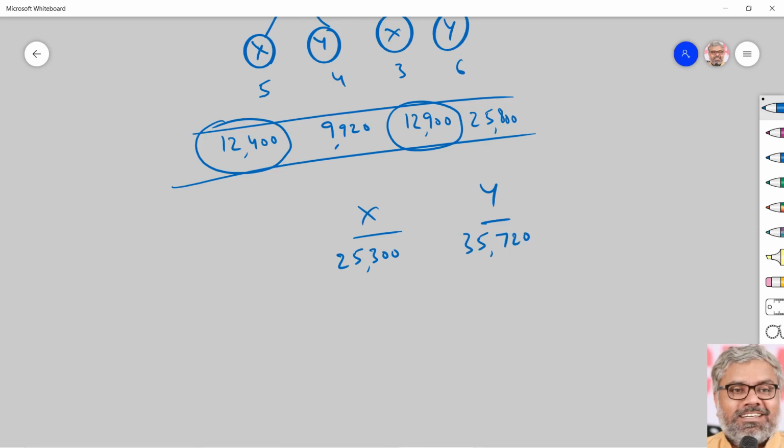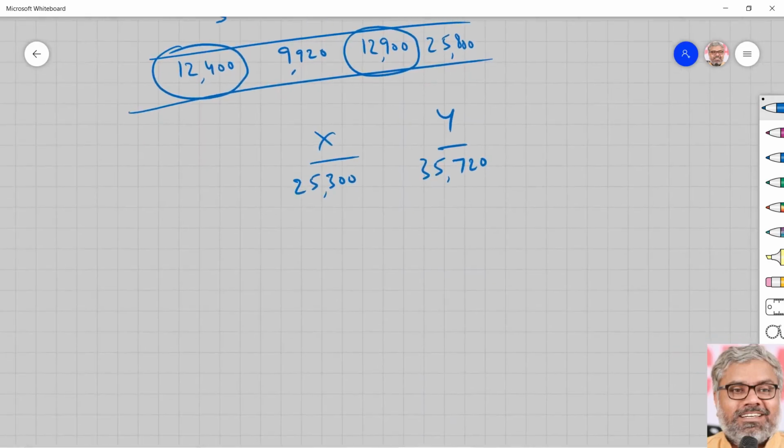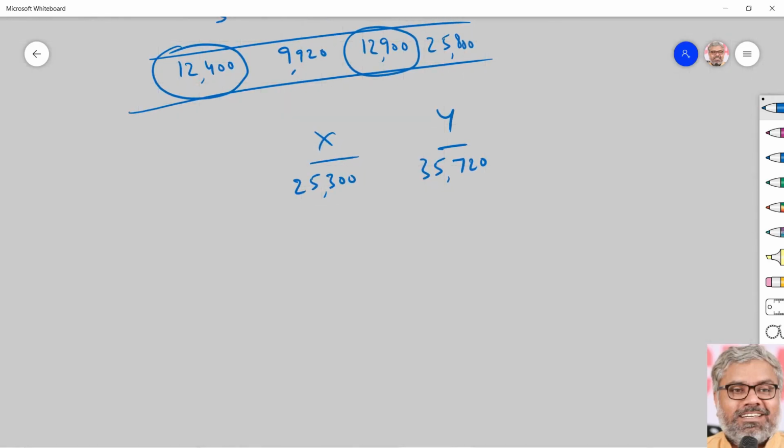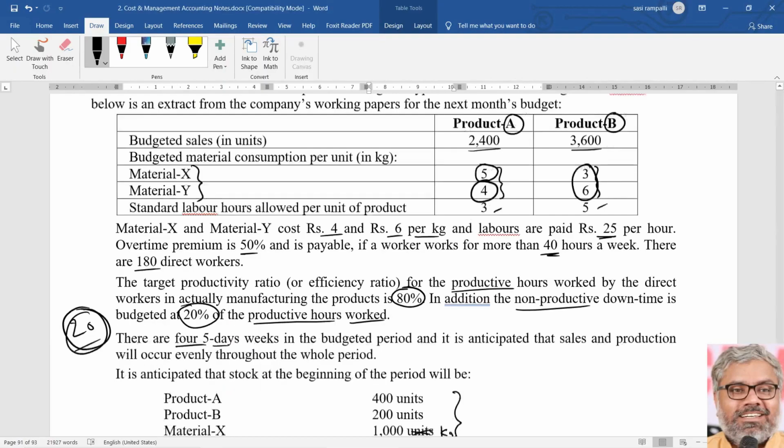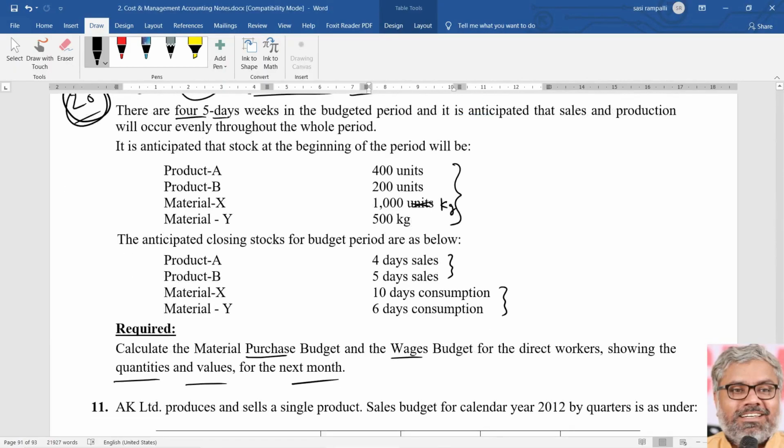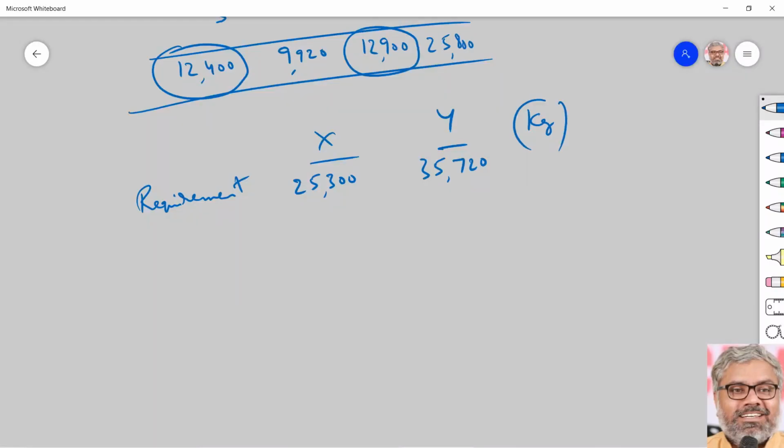35,720 kgs. This is all Y would be required. So that is the material consumption budget, we can call it. Requirement or consumption of materials X and Y in kgs is this much. But there are closing stocks, once again opening stocks, because we want purchase budget. So purchase is nothing but consumption plus closing stock minus opening stock, once again same.